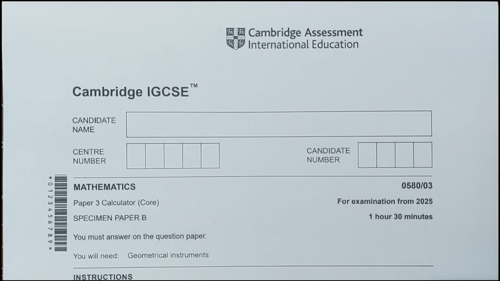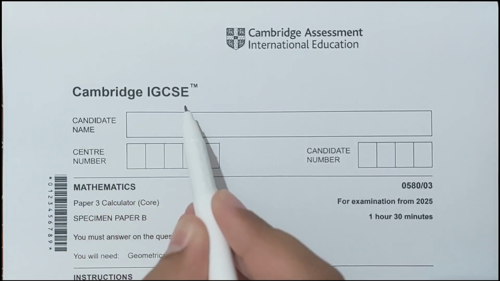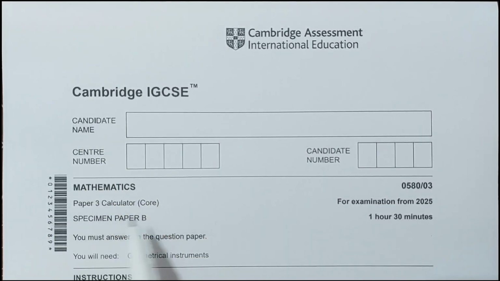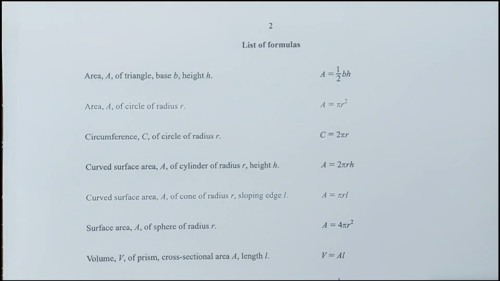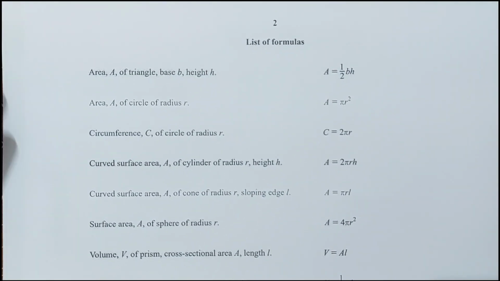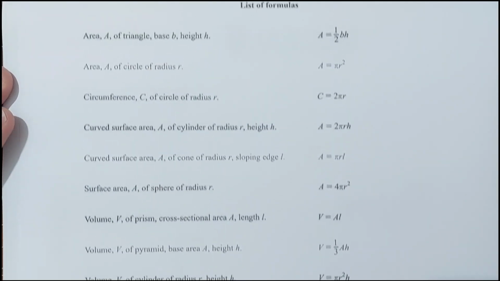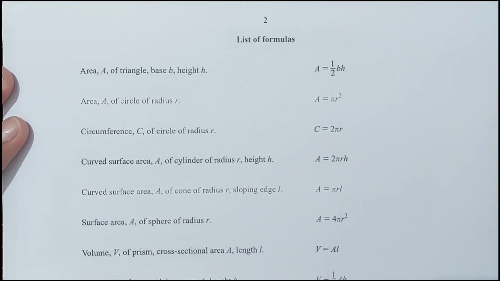Hi everyone, in this video I'm going to solve Cambridge IGCSE Mathematics Paper 3 Core, which is the calculator paper, Specimen Paper B for examination from 2025. For Paper 3, Cambridge has provided a list of formulas, so there's no need to memorize the volume and area formulas. Let's start with Question 1.